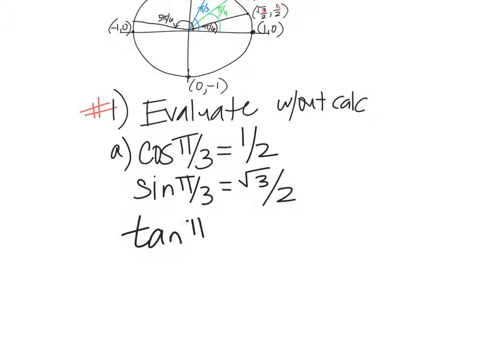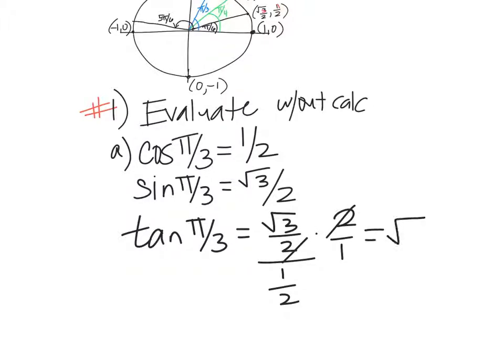Tangent of pi over 3: go to pi over 3, go to the point on the unit circle at that angle, and tangent is the y value over the x value. So in this case, the y value is rad 3 over 2. The x value is 1/2. You're not allowed to leave fractions within fractions, so you need to fix that. Do you know how to fix that? Take the bottom, flip it, and multiply. It's just rad 3. Yep. The tangent of pi over 3 is just rad 3.